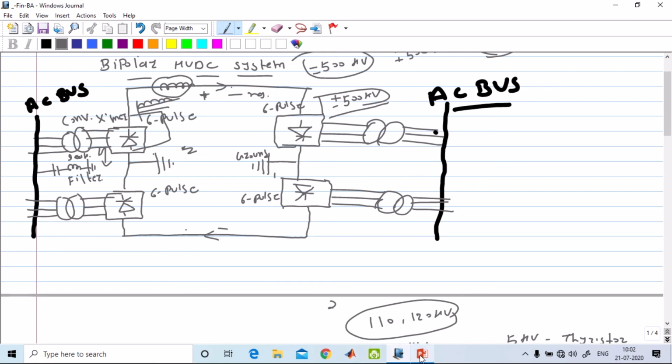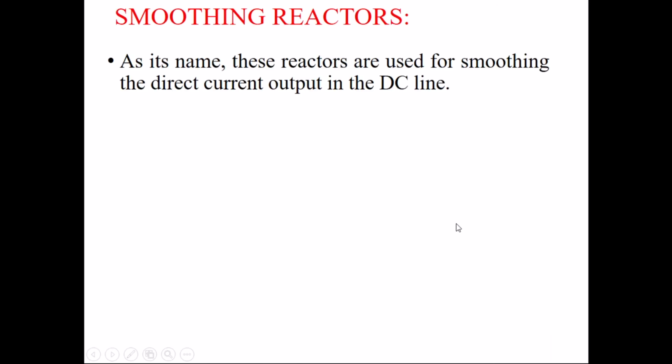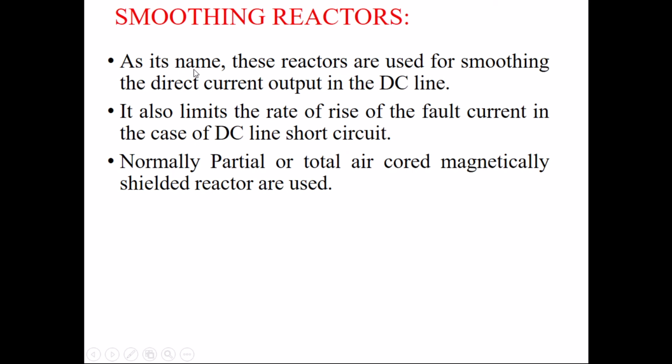So let's see what the different types of smoothing reactors are. The first purpose of using the smoothing reactor is to smooth the direct current output of the DC line, and the second purpose is to limit the rate of rise of the fault current in the DC line. Suppose any fault happens in the DC conductor, a very high amount of current flows through the converters, because the converter control requires a very short period of time to open it and remove this fault. But when a sudden fault happens, at that time a very large amount of current flows from the converter output to the DC line.